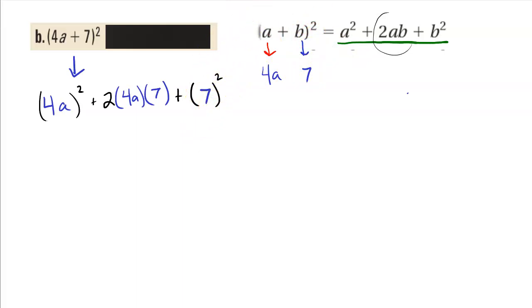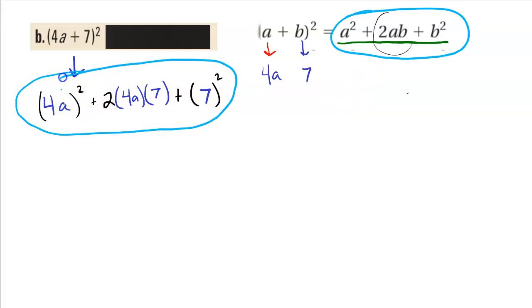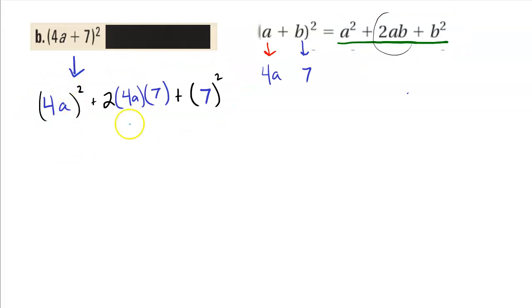So you can sort of see how this right here, the a squared plus 2ab plus b squared, is now being used over here, except that my a and b values are now changed because the problem's different. My a is 4a and the b is 7. So again, here's my answer. And then, of course, I still need to do some multiplication and some exponent properties and clean up here. So let's finish it up.